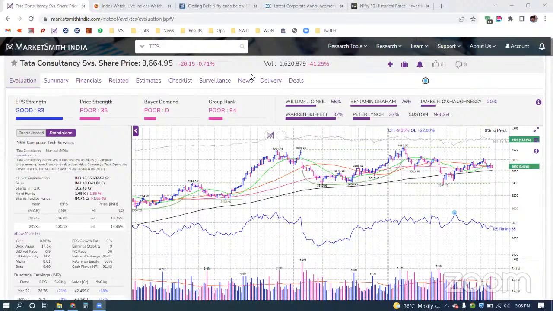If you look at the order book or the TCV wins for the company, Q4 was the highest, around 11.4 billion if I remember, and around 34.3 billion for FY22. So in terms of order wins and execution, it's clearly there.